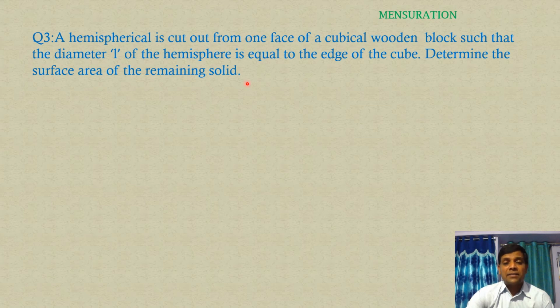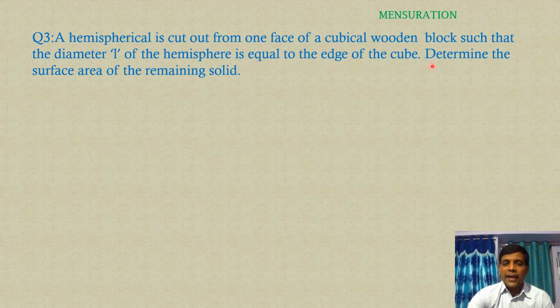What is the given combination? Hemisphere and cube. A hemisphere is cut out from one face of a cubical wooden block. A hemispherical part is cut and removed from a cubical wooden block such that the diameter L of the hemisphere is equal to the edge of the cube. Here, the edge or side of the cube and the diameter of the hemisphere are equal.